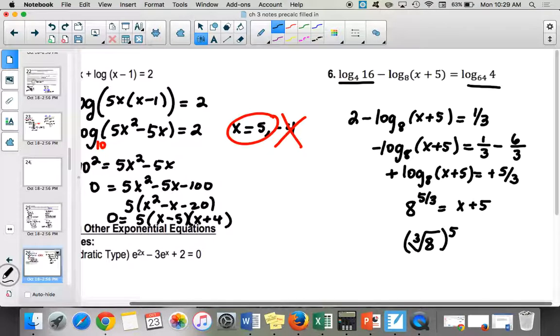2 to the 5th, which is, what are you guys doing on your fingers? Do you know 2 to the 4th? 16. What's 2 to the 5th then? 32. So we get 32 equals x plus 5. So our final answer is x equals 27. That's it.